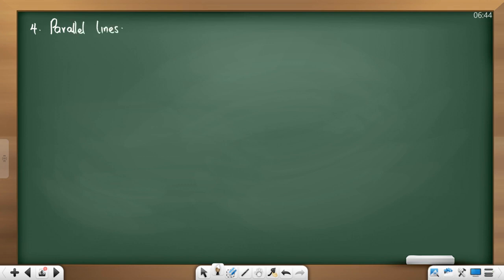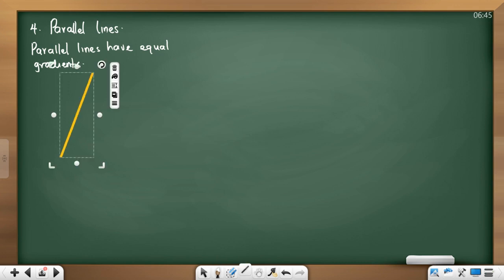And here we know the story. All right, if two lines are parallel, then their gradients are equal. Parallel lines have equal gradients.